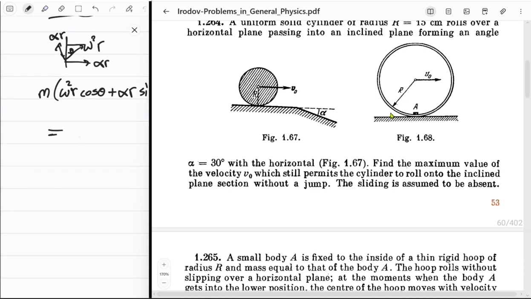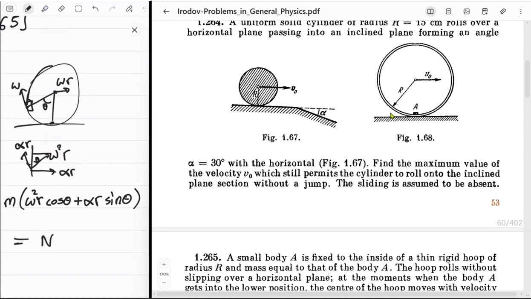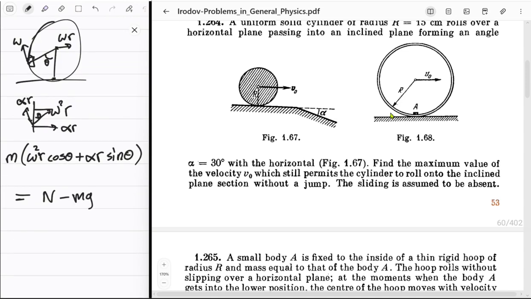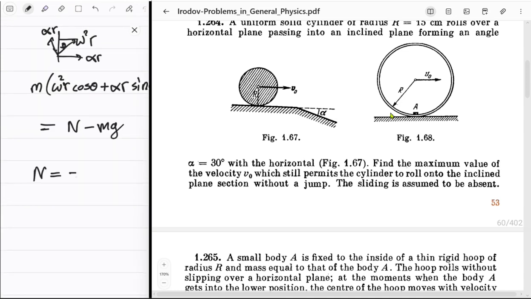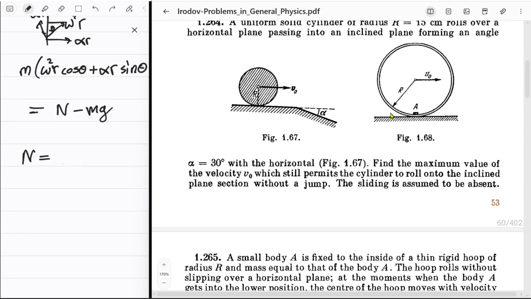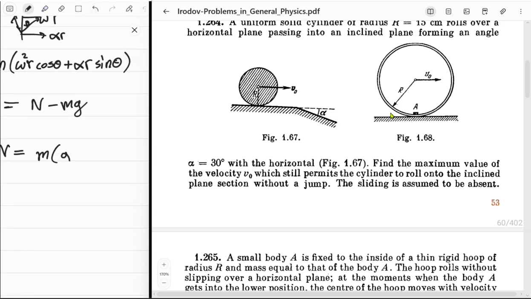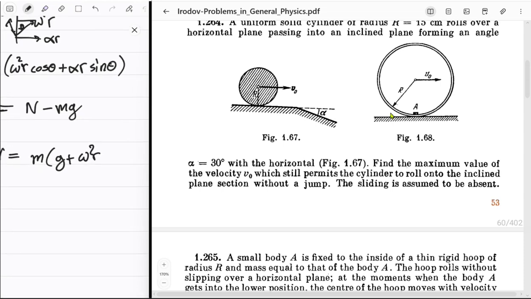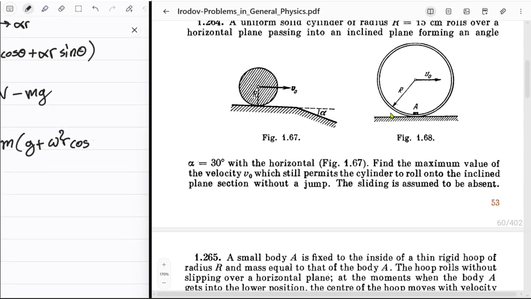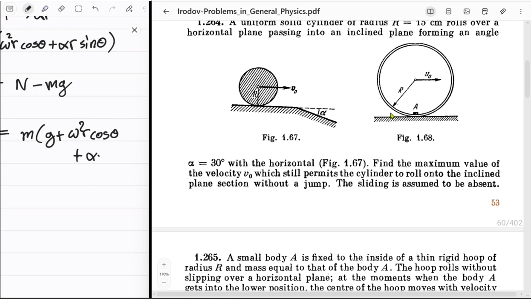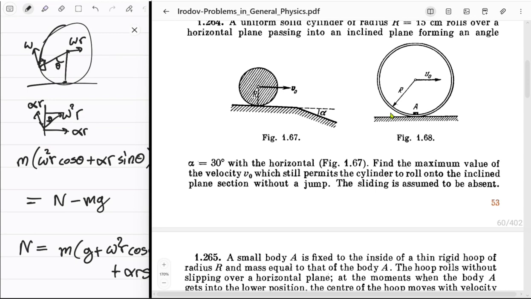Now just equal to what? Normal force is going up, right? Well, yeah, it's going up, minus mg. So the normal force is equal to this, m times all of this. What is this? So g plus omega square r cosine theta, and moreover, like omega and alpha change, so it's gonna take forever. And then plus alpha r sine theta. And now we need to figure out what omega is depending on what theta is.